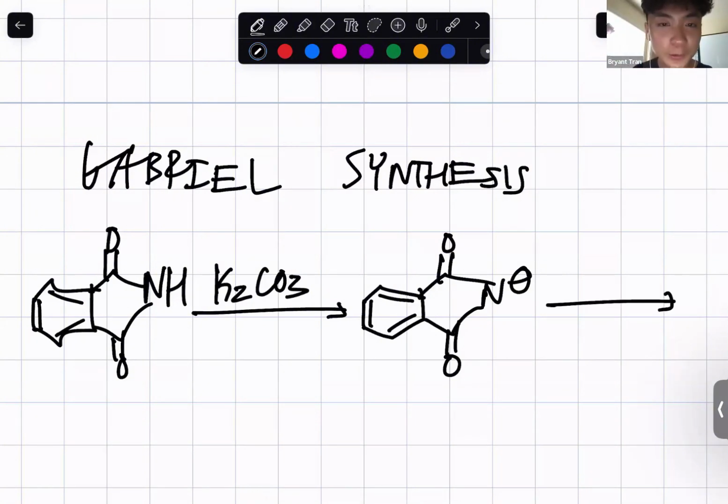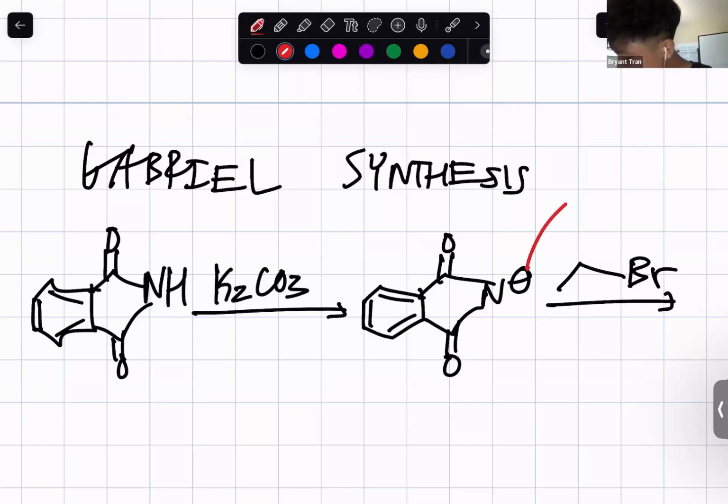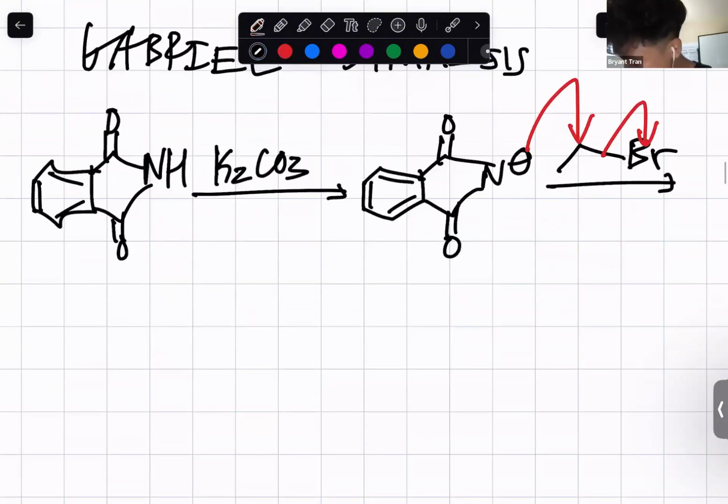Now, we see that this negatively charged nitrogen is now nucleophilic, where we could put any kind of primary haloalkane in to attack and do an SN2 reaction. So let's keep it simple for now and put this simple haloalkane right there, where this negatively charged nucleophilic nitrogen is going to attack this electrophilic carbon and kick out the good leaving group bromine for an SN2 reaction. And that's going to give us this right here.